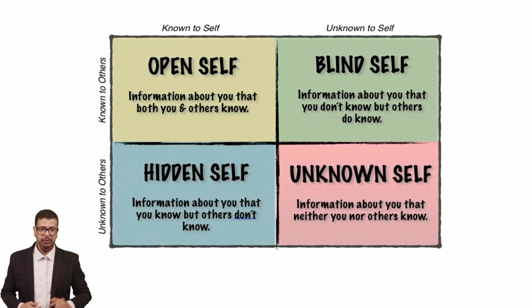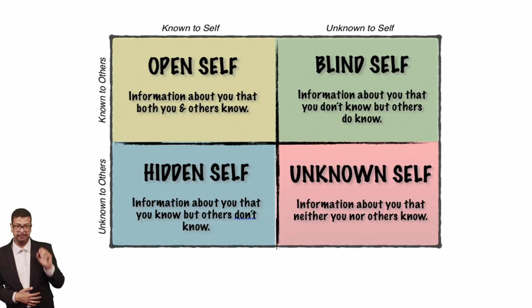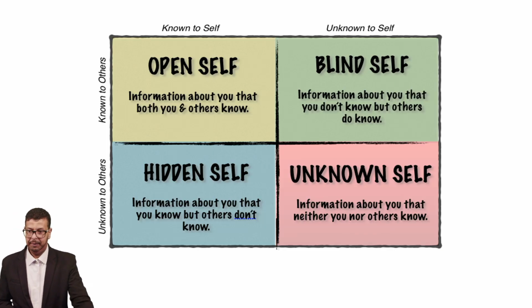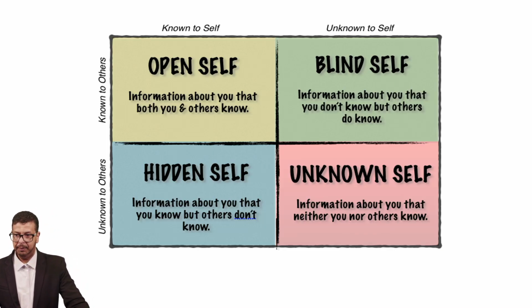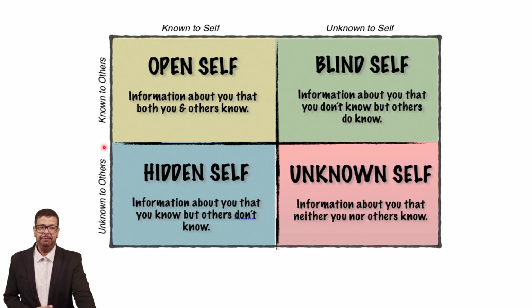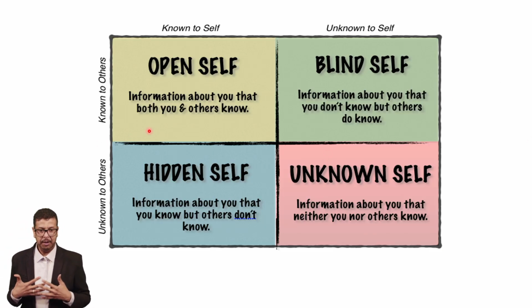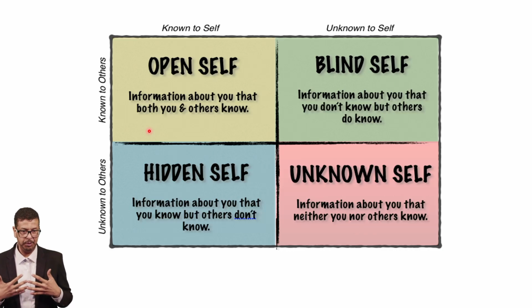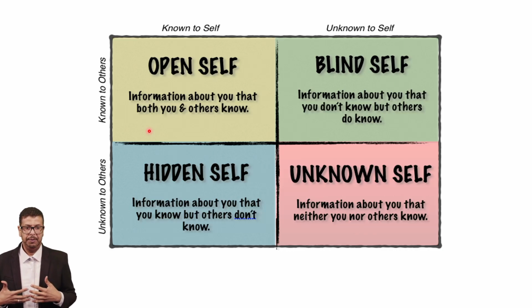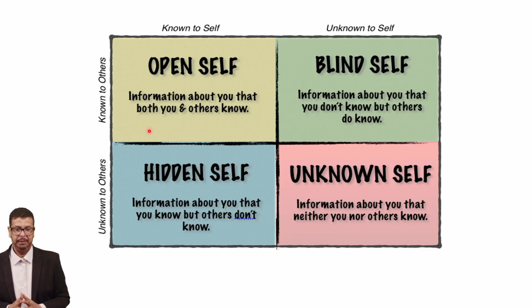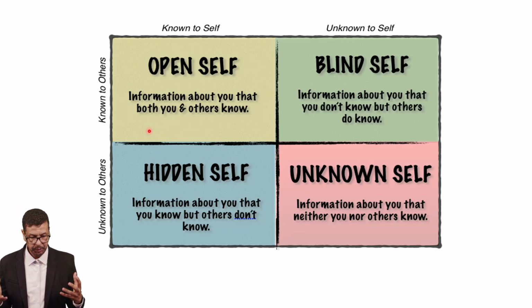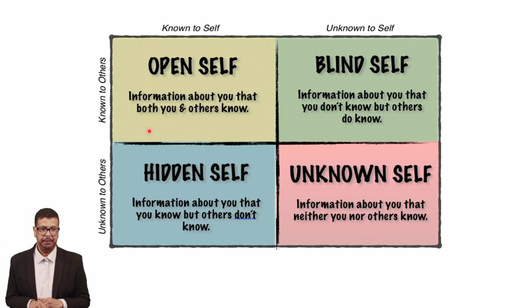In the Johari window, we have 4 quadrants. Let us go one by one. The first quadrant is the open self, which is information about you that you know and the others know, like your name, your year of study, your background, and so on.